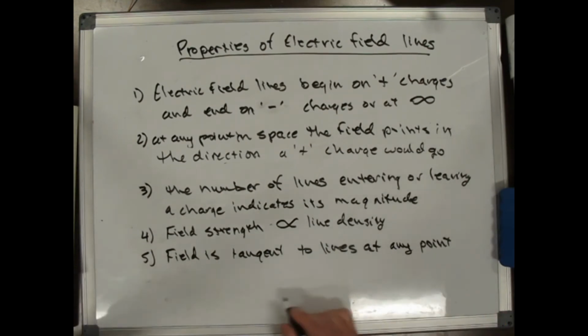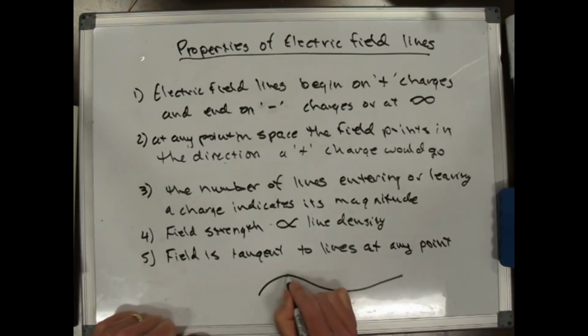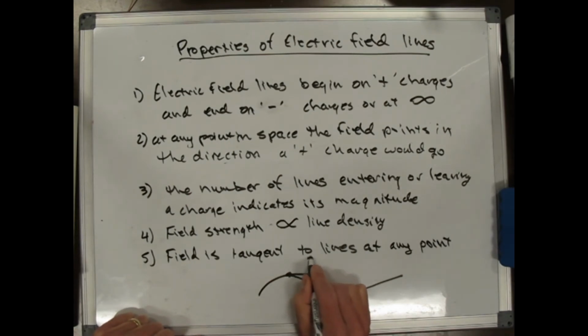So the field is tangent to the line. If I have a line like this, we talked about this before, it points that way there, whereas it points this way down here. That's the direction of the electric field at that point.